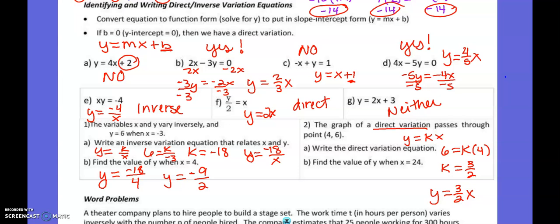Part B says find the value of y when x is 24. Well, okay, I'm just going to go ahead and plug in 24. And we should get a value of 36. My y is equal to 36 for that one.